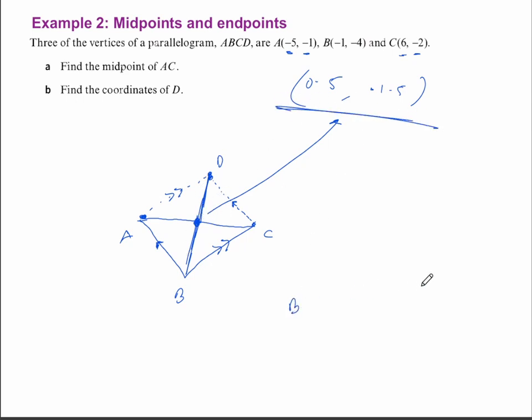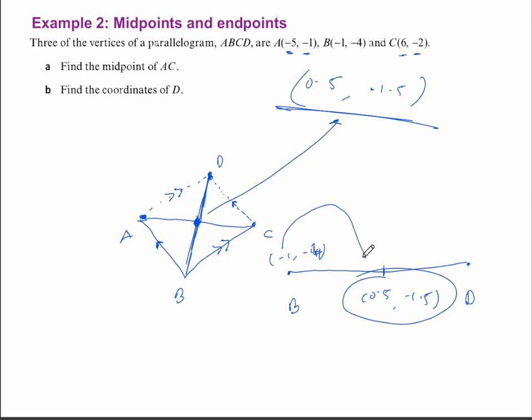So let's look at BD on its own. B and D. We have its midpoint as well, which is 0.5, negative 1.5. And B is negative 1 and negative 4. And so we have to find now just D. And here we can use a formula where, remember, this is just the average of the two. But another trick that we can do is just see how do we get from negative 1 to 0.5.